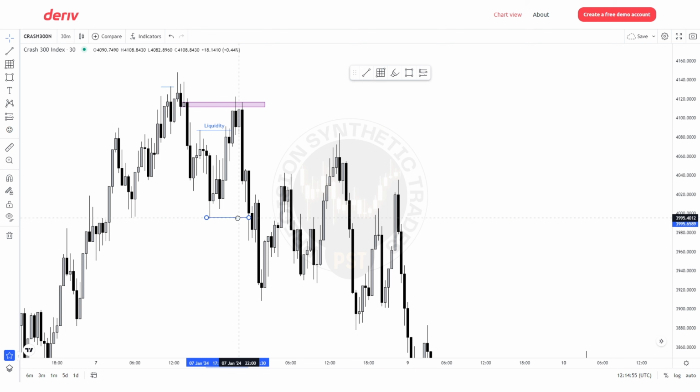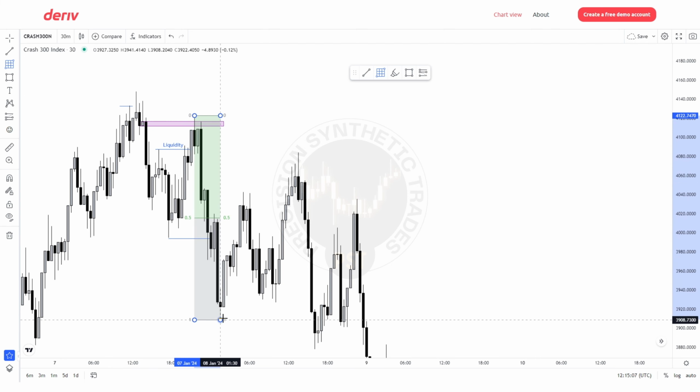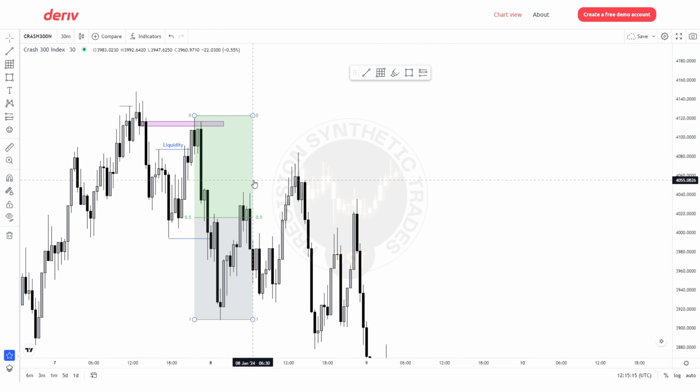we broke this low. As you can see, we broke this low. Now what's resting above the 50% from this high to this low? So we're only going to enter above the 50%. That's going to be discounted area. Now what do we have there? We have an order block.